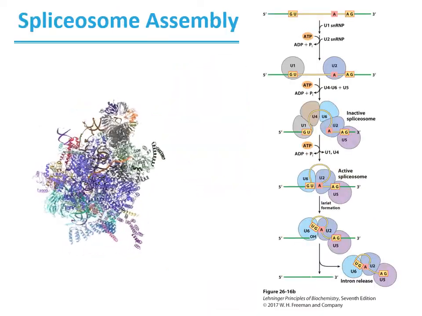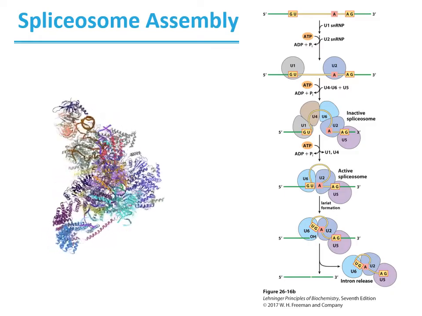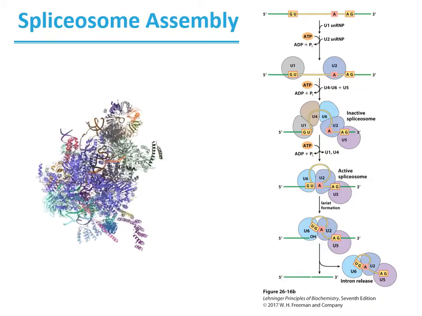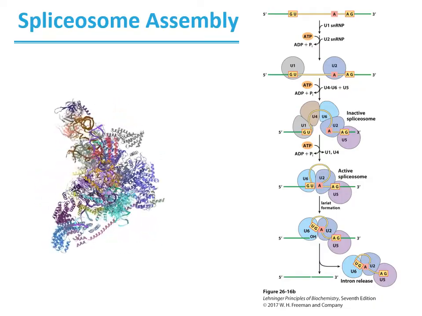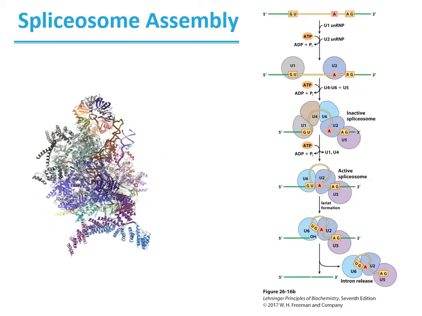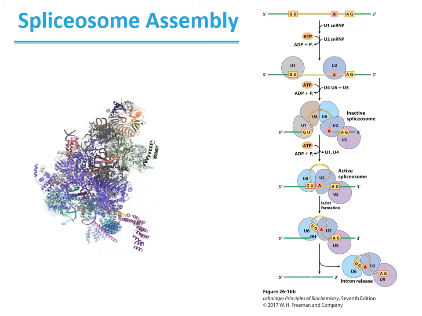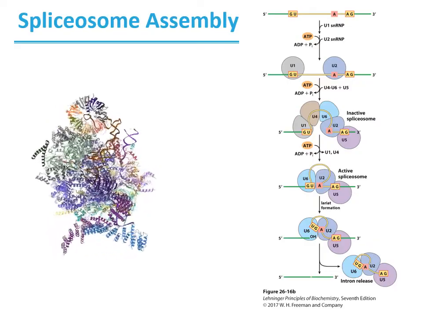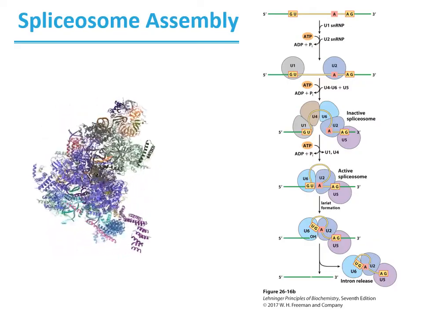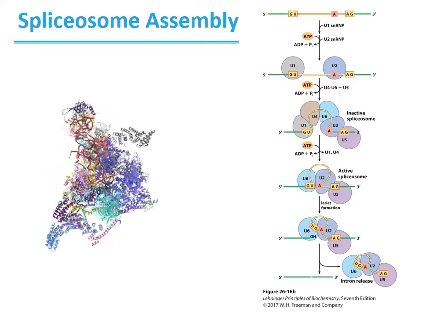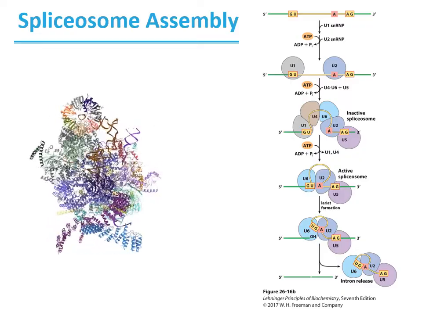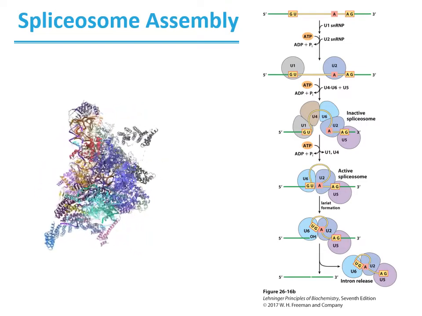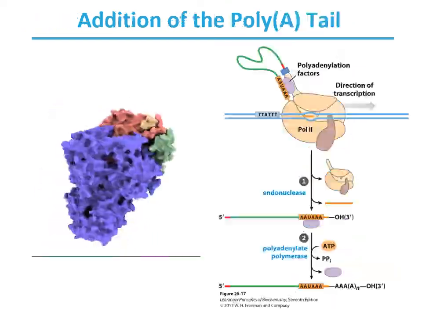Next, U2, U4, U5, and U6 bind, bringing at least 50 proteins to create a spliceosome. This is the ribbon diagram of the spliceosome shown on the left. ATP is required for assembly but not cleavage of the primary transcript. Some parts of the spliceosome are attached to the CTD of RNA polymerase, indicating that there is coordination of splicing with transcription. Note that the splicing mechanism is similar to the group 2 introns.